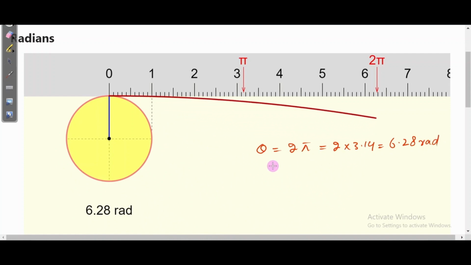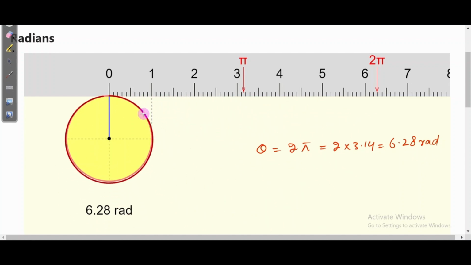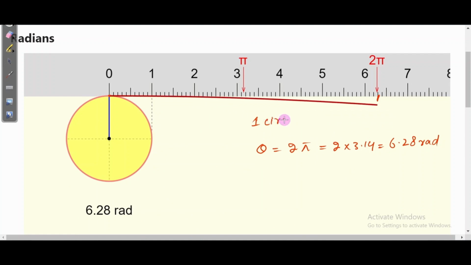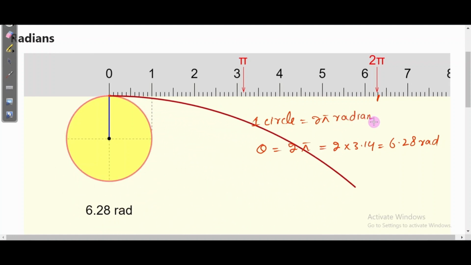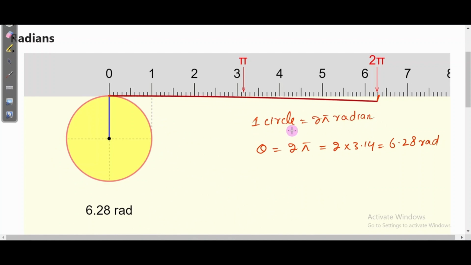So if we take 6.28 radian of the circle, then it will cover the whole circle. For one whole circle, there will be 2 pi radian. So this is for the whole circle.